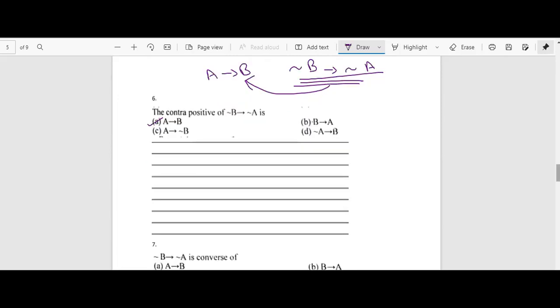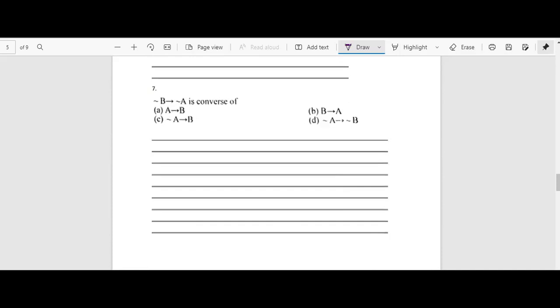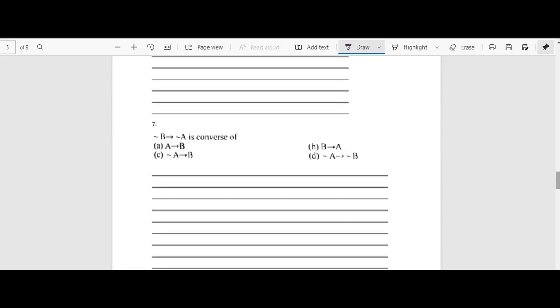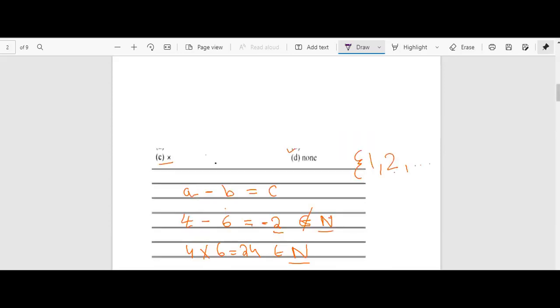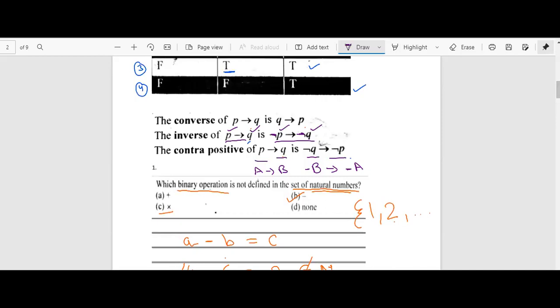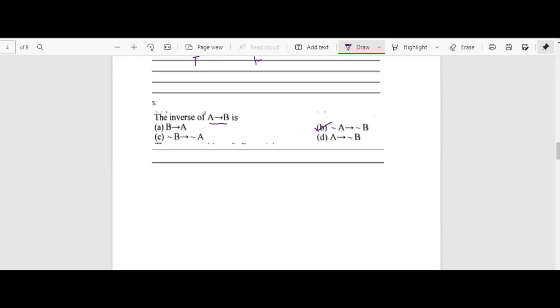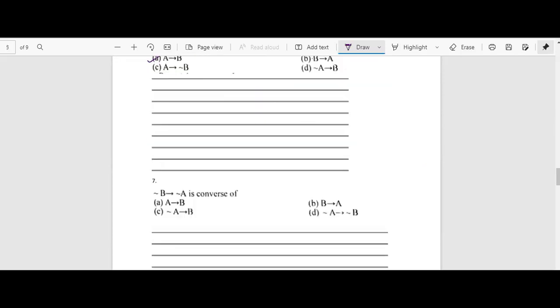All right. Now we have converse. Again, if we look at the information we have for converse, it says that basically the converse of P arrow Q is Q arrow P, right? So we only have to shift the statements. For P implies Q, we have Q implies P. So for this, we are going to have minus A implies minus B, right? So D would be the answer, right?